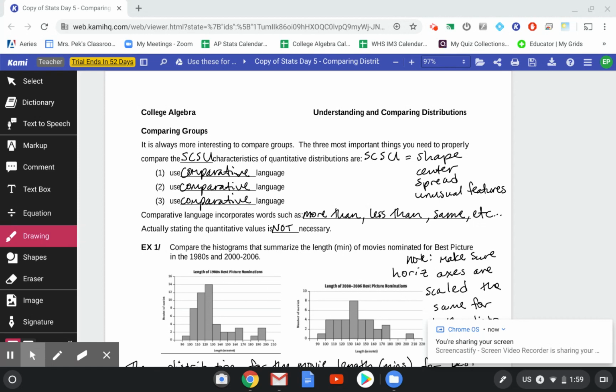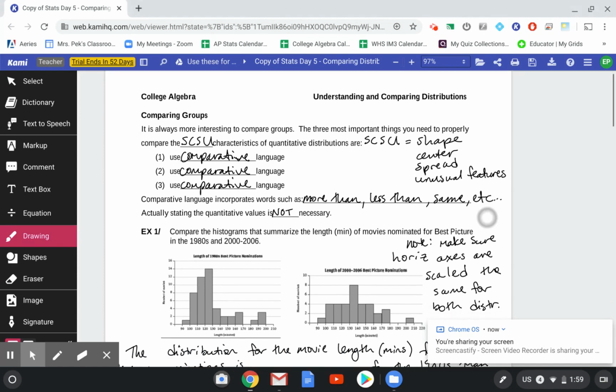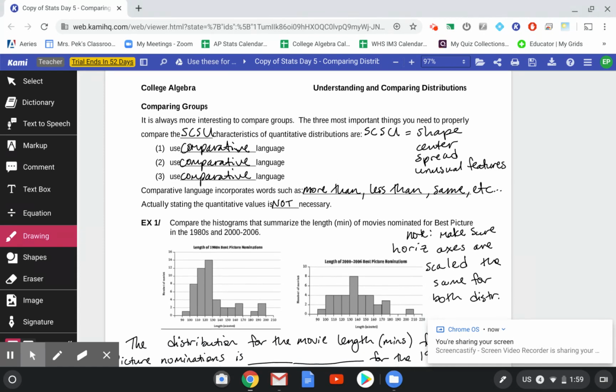It's always more interesting to compare groups. The most important things you need to properly compare the SCSU characteristics of a quantitative distribution are: use comparative language, and use comparative language. We say that because it's so easy to just try to describe the distributions, but we're not describing when we're comparing. We have to use comparative language such as more than, less than, same. You don't actually have to state the values. I don't have to say what the median is or what the IQR is. I just have to say which ones are higher or lower or the same.